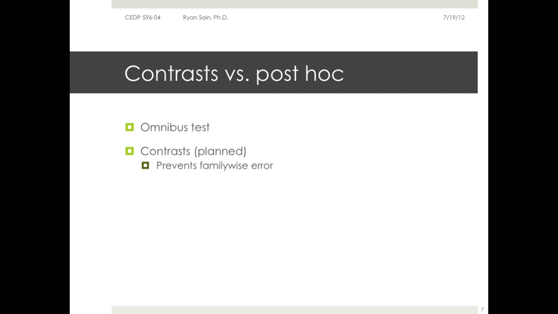It helps prevent family-wise error because now we need to compare group 1 to 2, group 2 to 3, and group 1 to 3, right? And as we talked about earlier, that's going to create a family-wise error problem. In other words, we're going to inflate our chances of making a type 1 error.